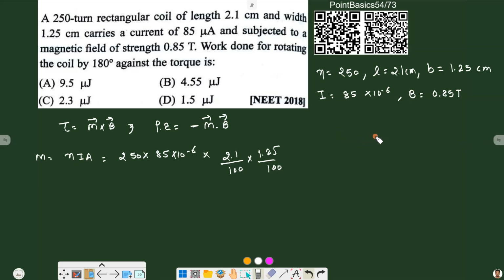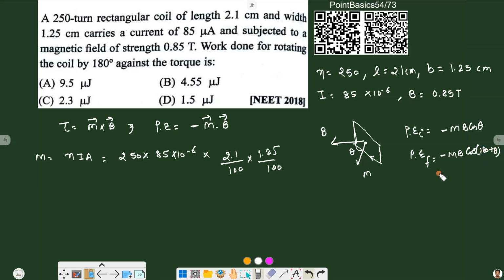So I can also draw the diagram. If this is our rectangular coil, then its area vector will be something like this. And suppose this is the direction of magnetic field, this is B, this is M, so initial direction is this, and we have an angle theta between them. So initial energy will be minus MB cos theta, and now we have to rotate it by 180 degrees, so final energy will be minus MB cos of 180 plus theta.